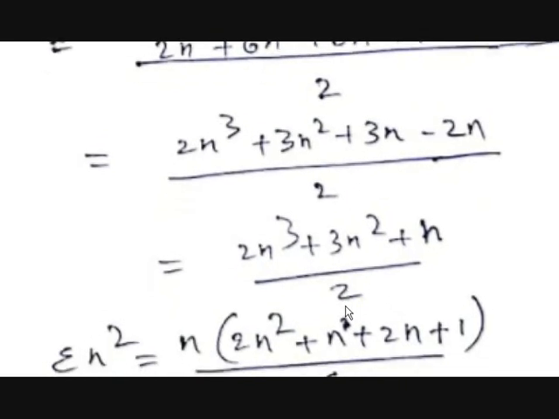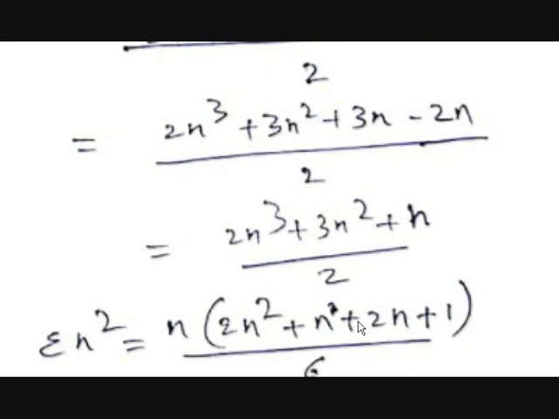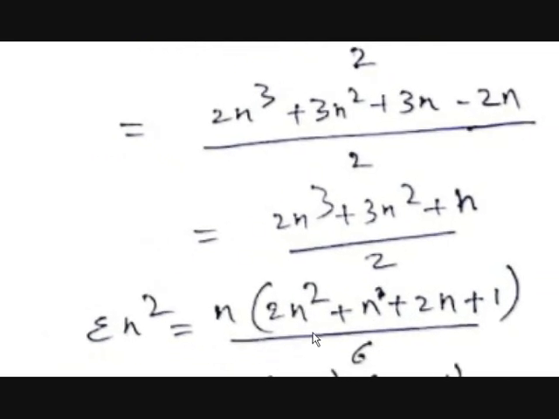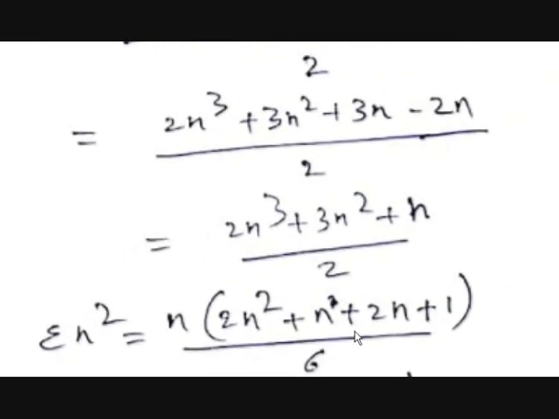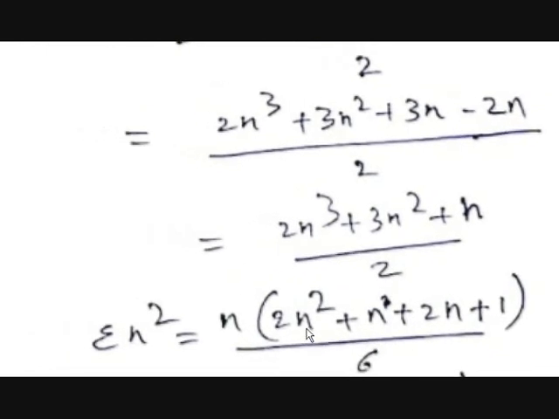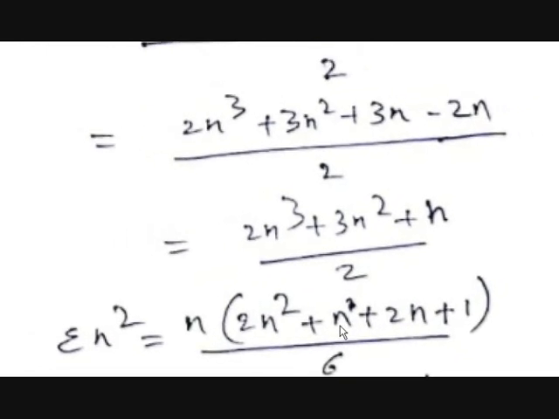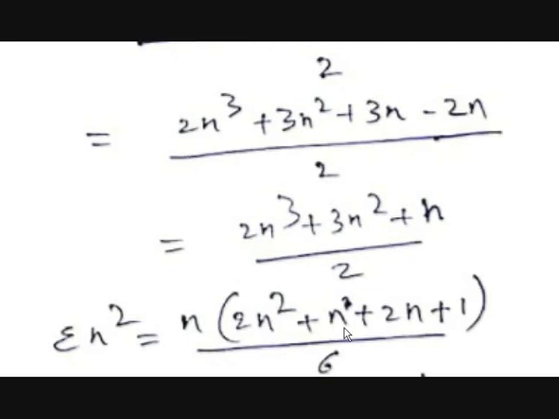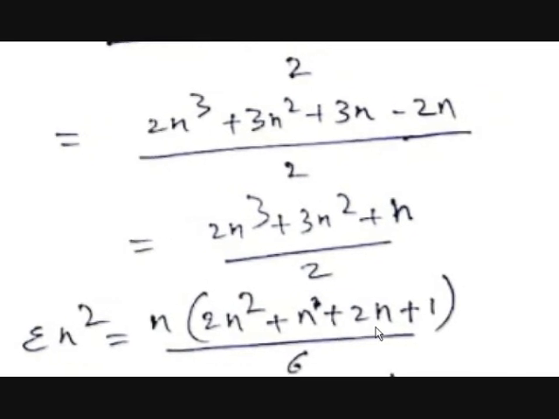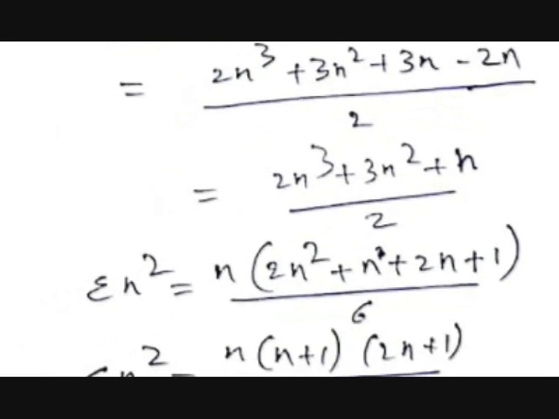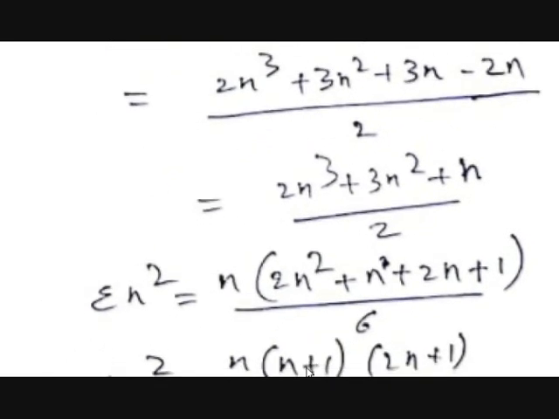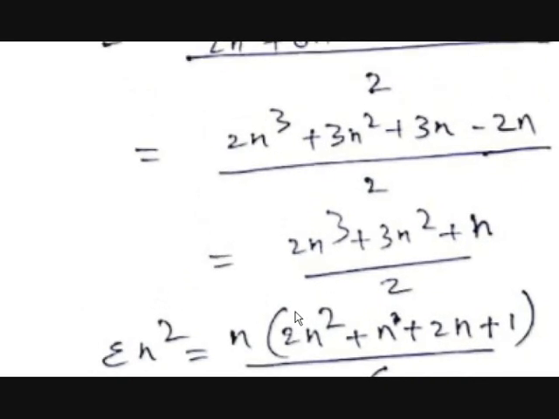If we factorize, 3n becomes n plus 2n: n into 2n square plus n plus 2n plus 1 by 6. From 2n square plus n, you can take n common, n into 2n plus 1, plus 1 into 2n plus 1. So you will get summation of n square is equal to n into n plus 1 into 2n plus 1 by 6. In the same way, you can derive summation of n cube too. Try proving summation of n cube on your own.